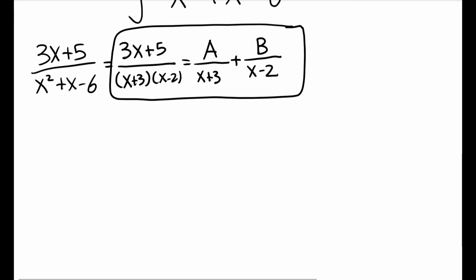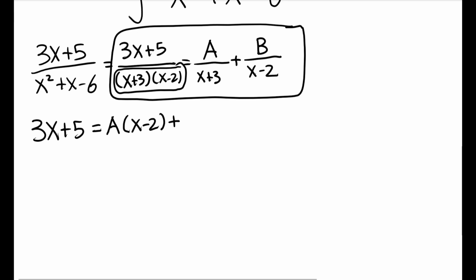So what's our next step? Well, our next step is multiplying both sides of the equation by x plus 3 times x minus 2. And by doing that, we get this equation: 3x plus 5 is equal to A times x minus 2 plus B times x plus 3.